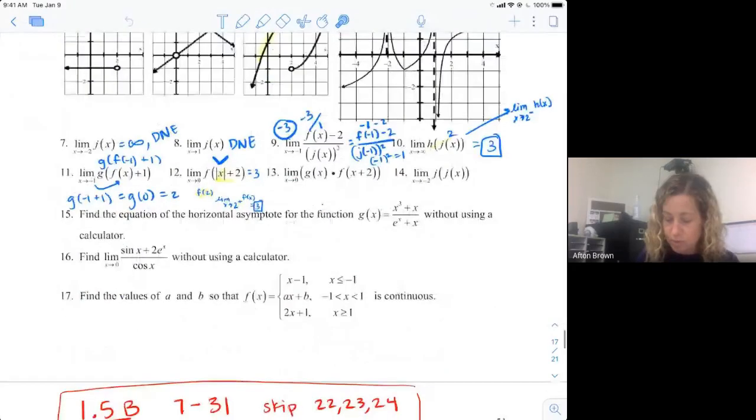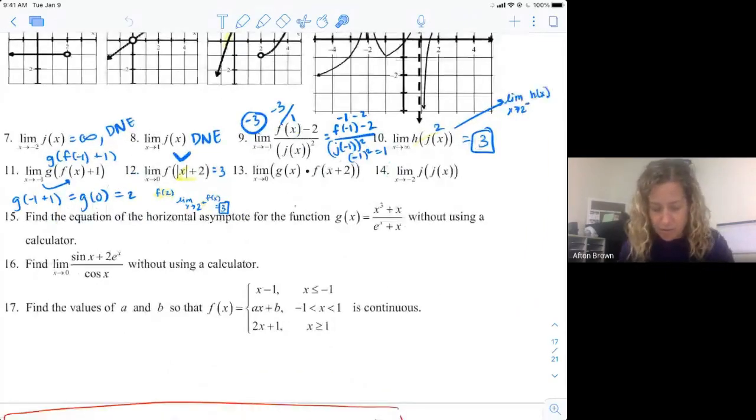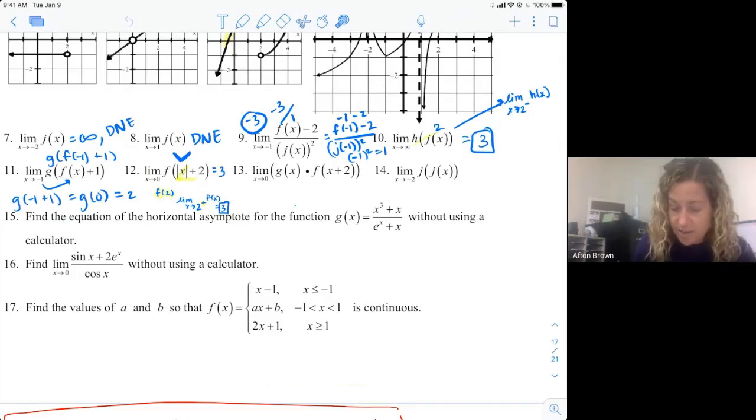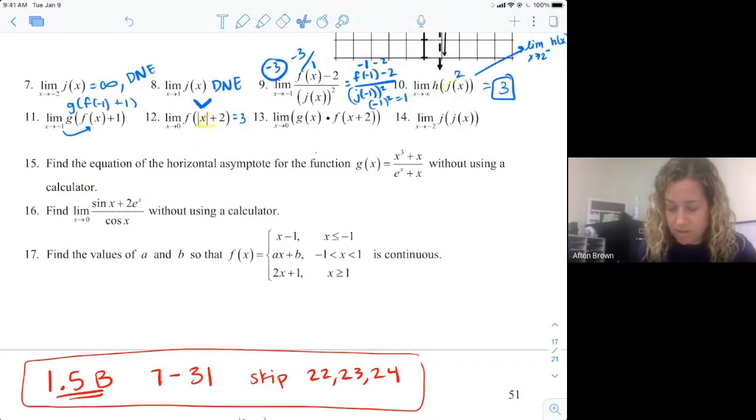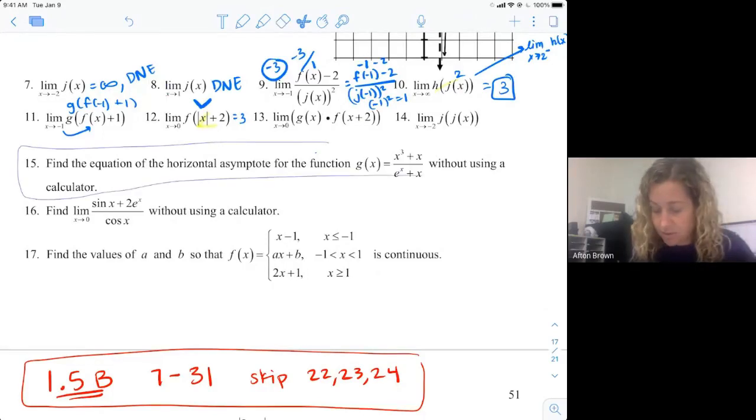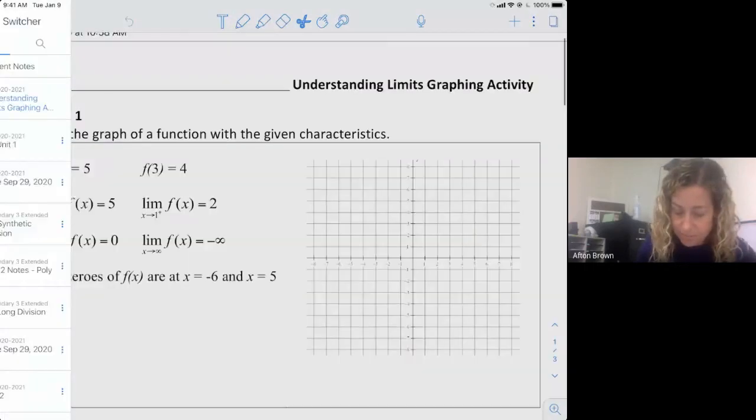Let's do one more. So this next one asks us about a horizontal asymptote, and they want us to use a calculator. So I want to make sure we're comfortable using a calculator. So they want the horizontal asymptote of the function g of x. Oh, sorry, no, without using a calculator. Anytime you hear horizontal asymptote, what do we do for a horizontal asymptote? Let me put this on a new piece of paper.